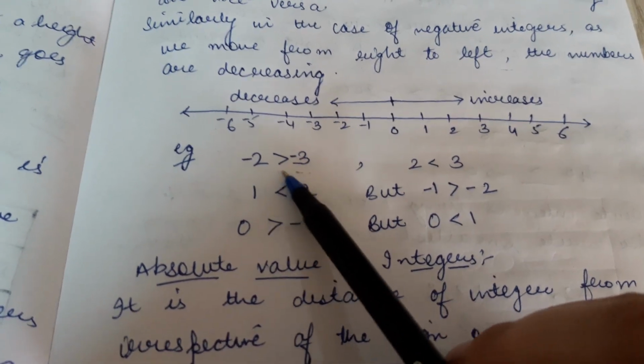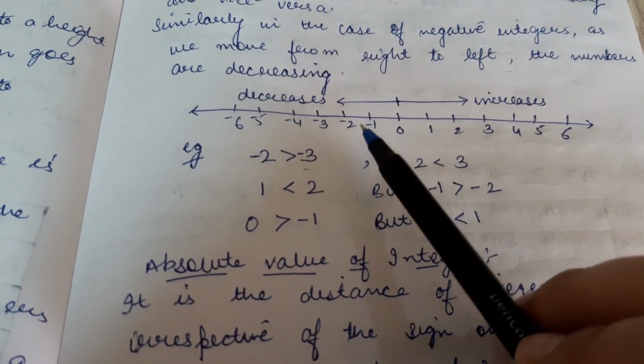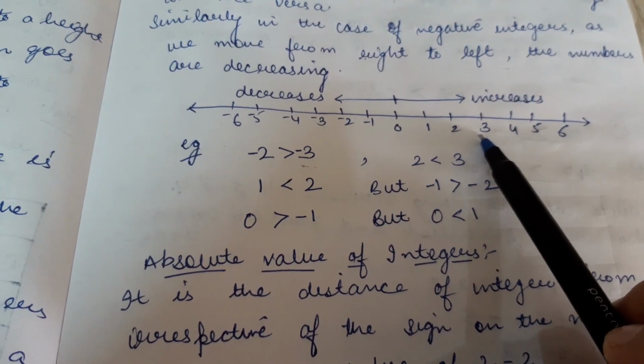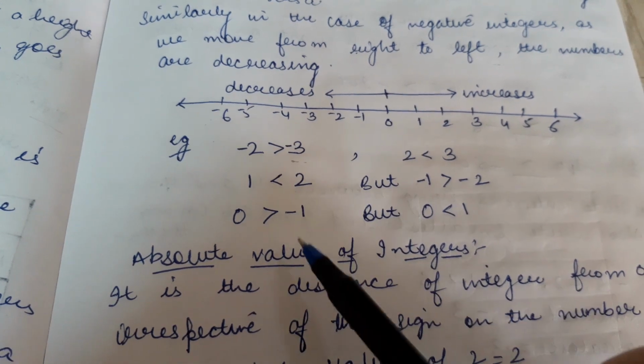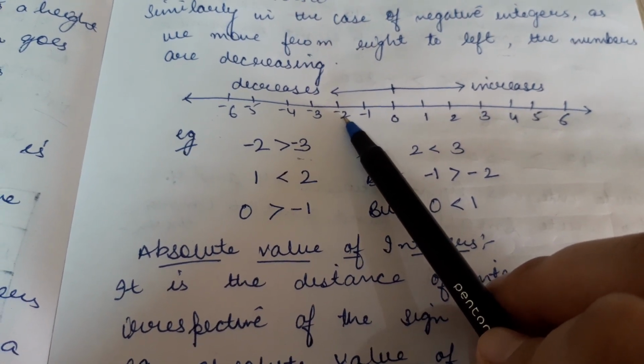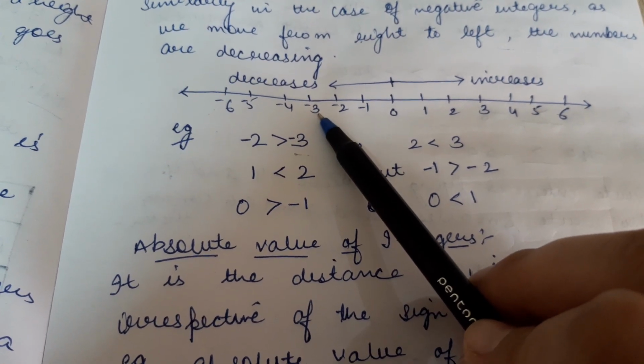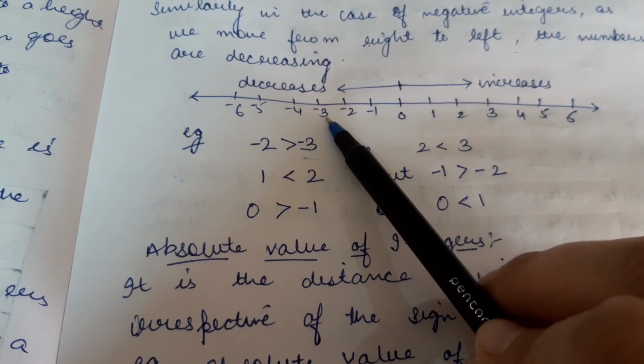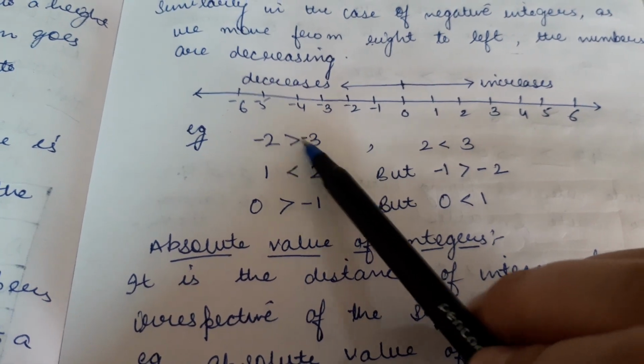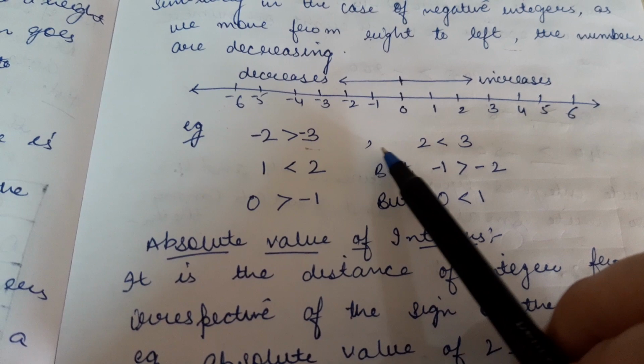More examples here. If I say 2 is less than 3, I know 2 is less than 3. Then what if I say -2 and -3? You can see -2 is towards the right of -3. So -2 is greater than -3. Or you can say the relation inverses if we have negatives.